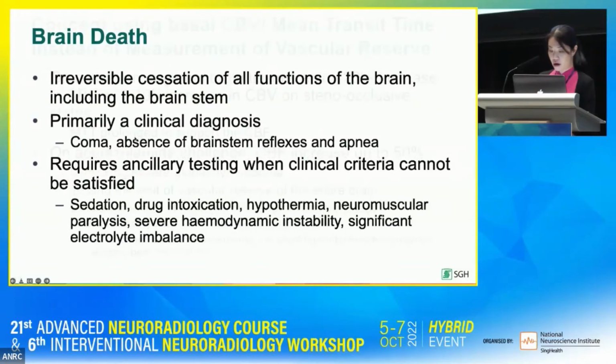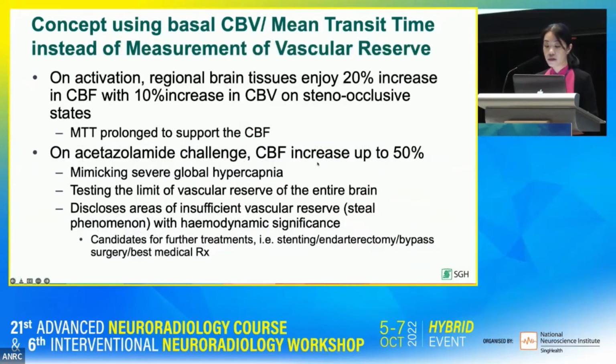On Diamox challenge, since the blood flow can increase up to 50%, it mimics a severe global hypercapnia situation, and it's testing the limit of the vascular reserve of the entire brain. And so it discloses the area of insufficient vascular reserve, which will happen as a steal phenomenon with hemodynamic significance. So this will suggest candidates for further treatments, for example, stenting, endarterectomy, bypass surgery, or in some cases, just the best medical treatment.